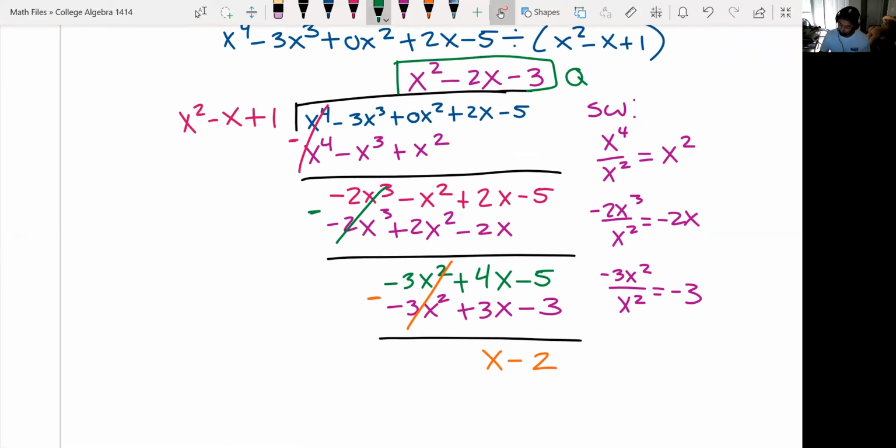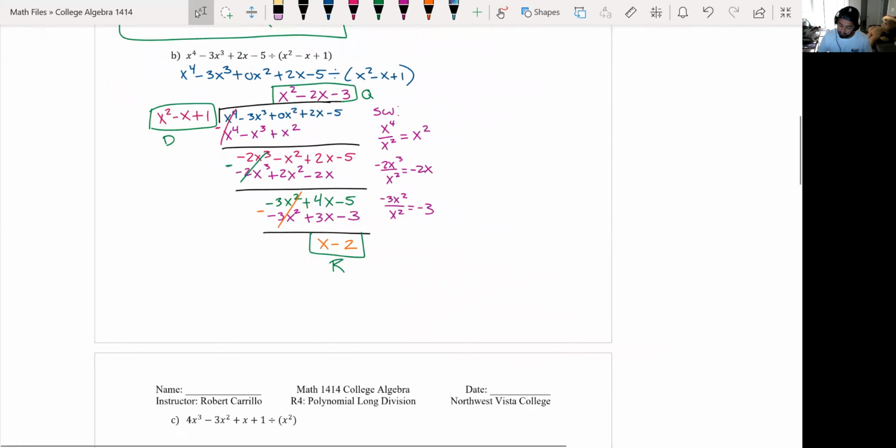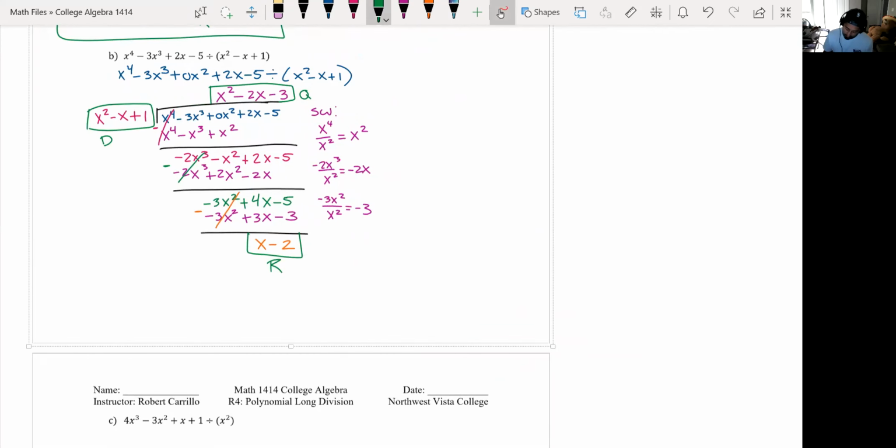There's my quotient. There's my divisor. Not my divisor, my remainder. And then there's my divisor. So final answer is x squared minus 2x minus 3 plus your remainder of x minus 2 over your divisor of x squared minus x plus 1.